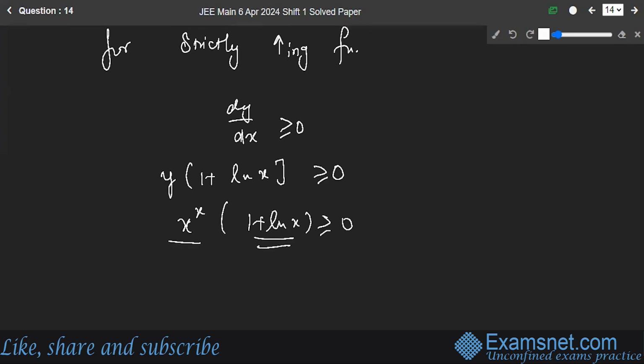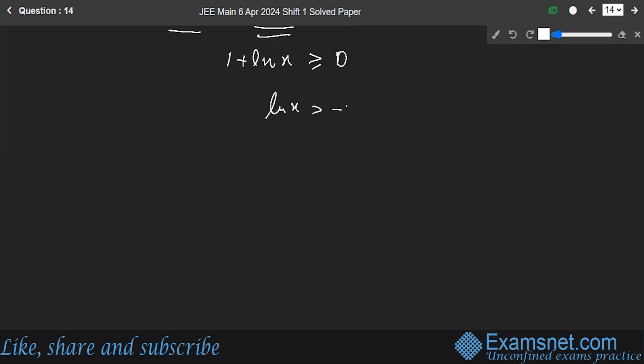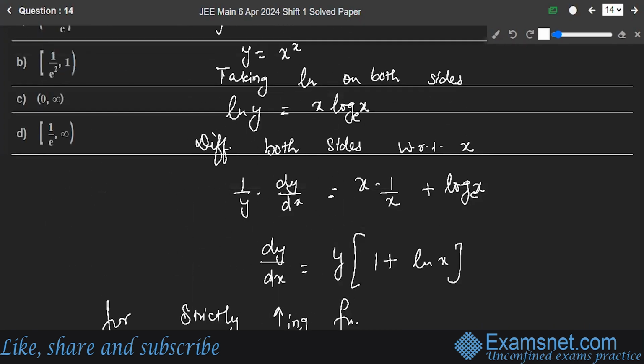That means x power x is positive because you are given in the question that x is positive, right? So this is definitely positive and not equal to 0 either. So that means 1 plus log of x should be greater than 0, correct? So log of x should be greater than or equal to minus 1. This gives x greater than or equal to e power minus 1, or x will be greater than or equal to 1 upon e. So x belongs to the interval 1 by e to infinity. This is the answer to the question. Let's check with the options now. You have the option as the right answer. Hope you got that. Let's move to the next.